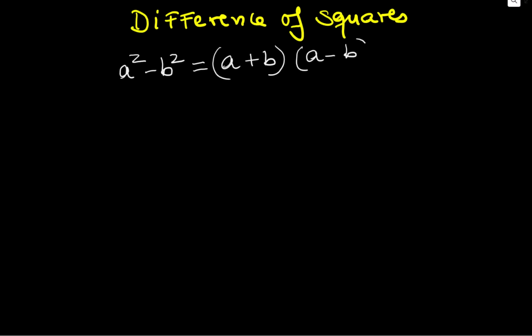Let's try some examples. Example 1, x squared minus 36. The square root of x squared is x. The square root of 36 is 6. So it factors to (x plus 6)(x minus 6).